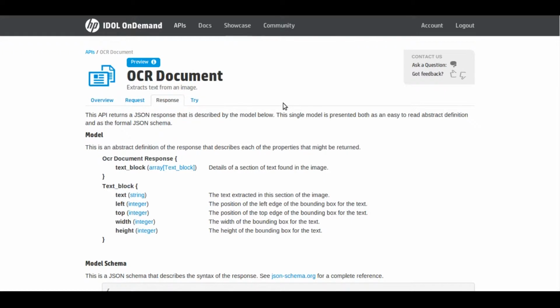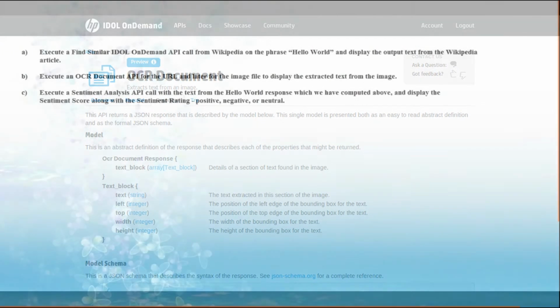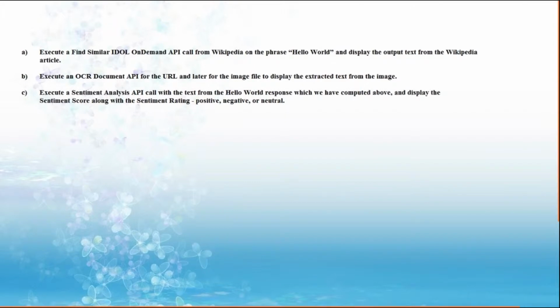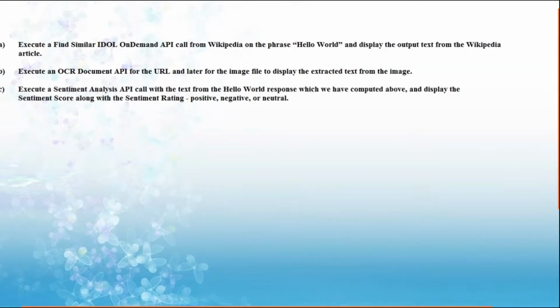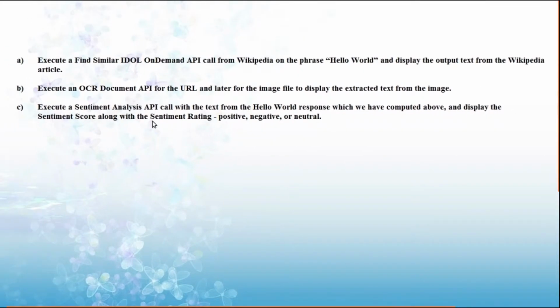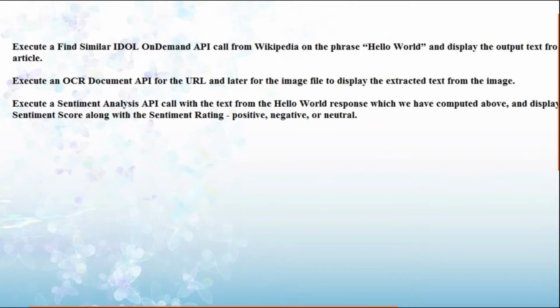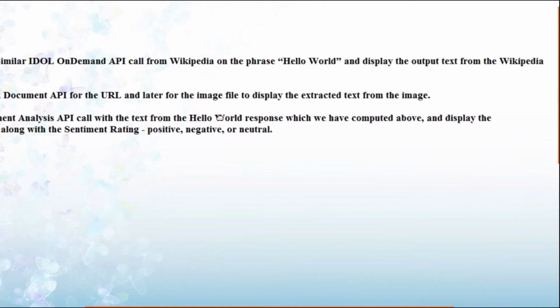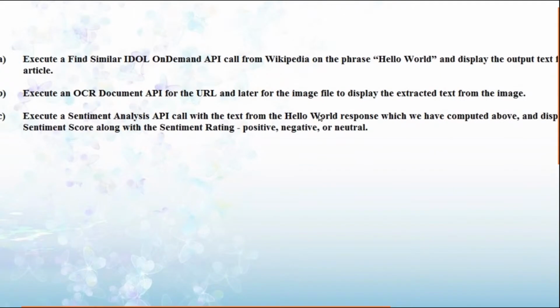Now, we will look into the programming aspect of the API. So, let's go ahead. Let's start our Python code. In this Python coding part, we will be tackling the following problems, one by one. First, we will execute a Find Similar API call from Wikipedia on the phrase Hello World, and will display the output text from the Wikipedia article.